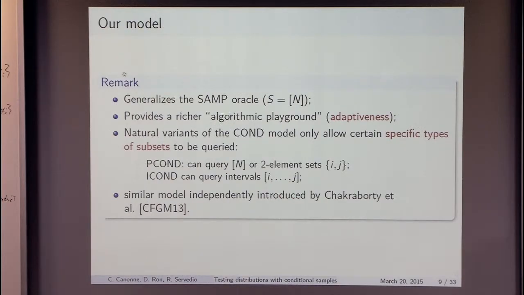Good. So just to say a couple of things, this is a generalization of the usual sampling model. The usual sampling model, of course, corresponds to just not doing conditioning, or trivial conditioning, where you take the whole thing. If you like playing around with algorithms, you might enjoy this model because it lets you do more sorts of interesting things, right?